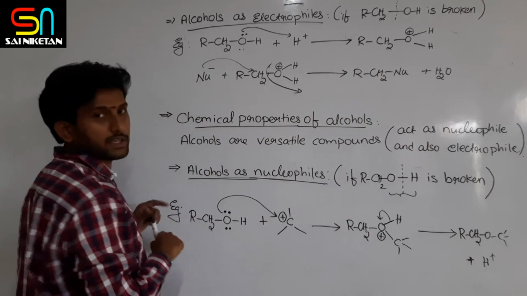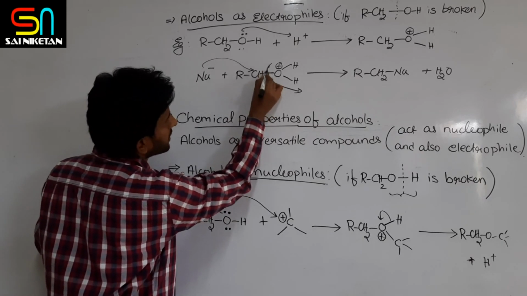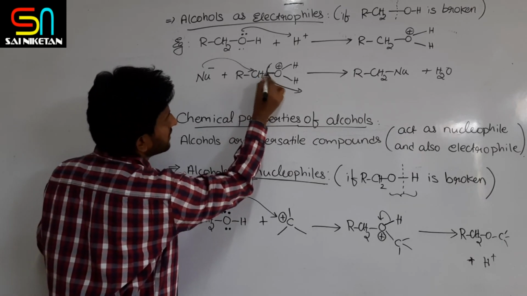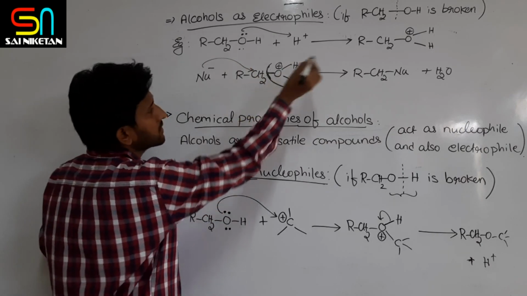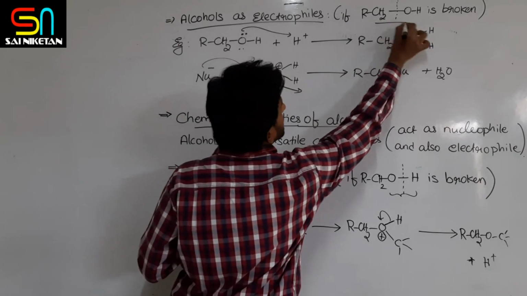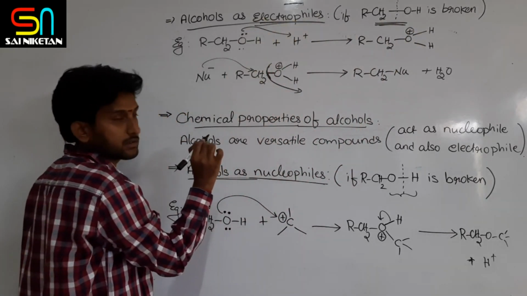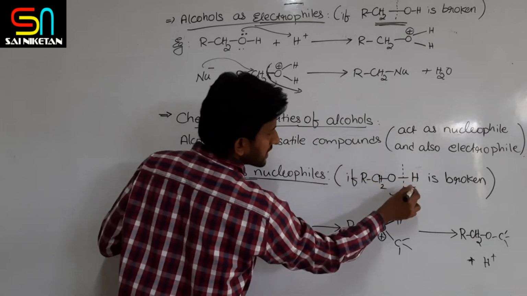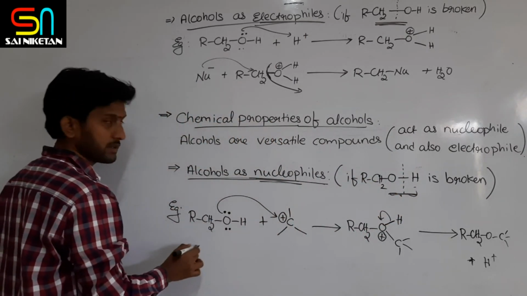Now what is happening here? The CO bond is cleaved, this bond is broken. Due to this, whenever the CO bond is cleaved, alcohols act as electrophiles. Whenever the OH bond is cleaved, they act as nucleophiles. Okay, so we continue.